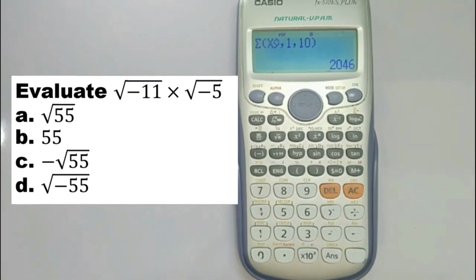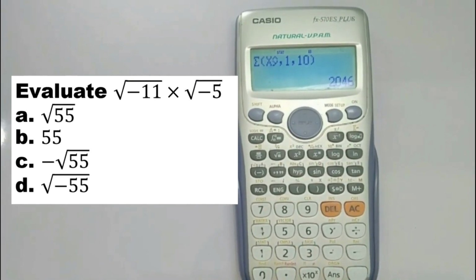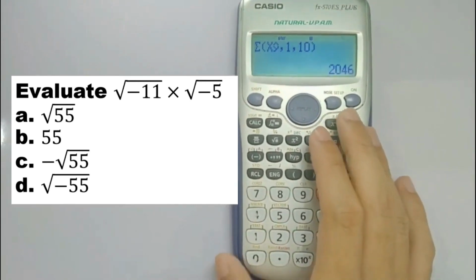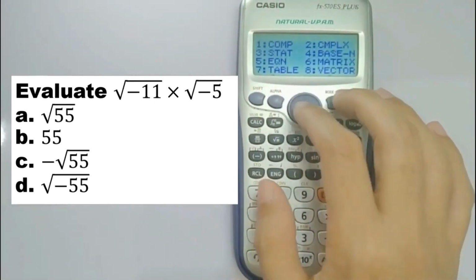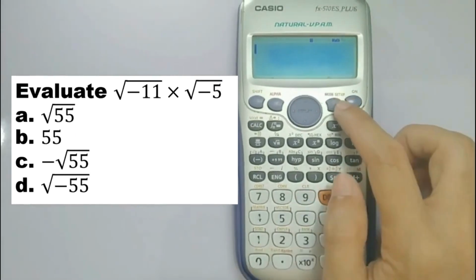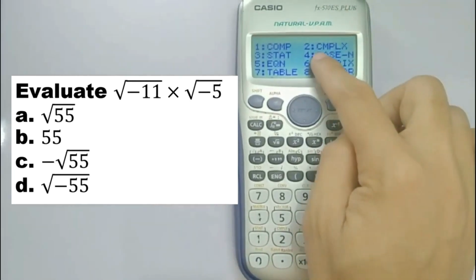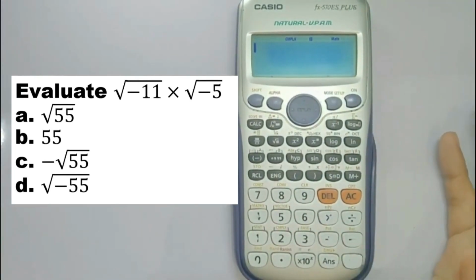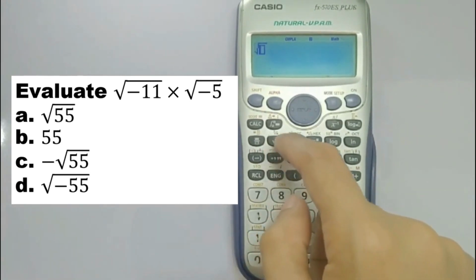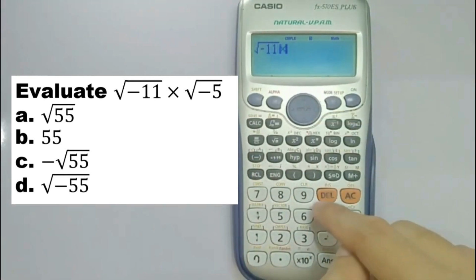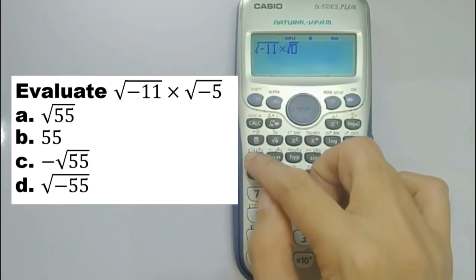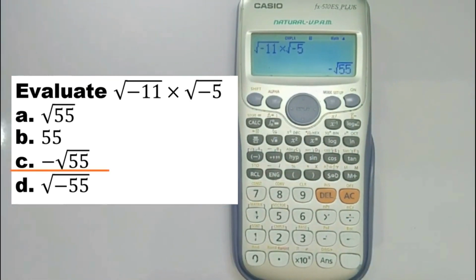So, next problem guys, we have here, evaluate the square root of negative 11 times square root of negative 5. We all know na pag in-input natin siya directly into calculator, is magmamath error yung calcu natin. So, lalagyan natin siya ng complex. This is advanced math, so complex number. Mode, complex tayo. So, 2. Pwede na tayo mag-input ng expression wherein may negative sa loob ng square root sign. So, square root of negative 11 times the square root of negative 5. That is equal to negative the square root of 55. So, that is letter C.